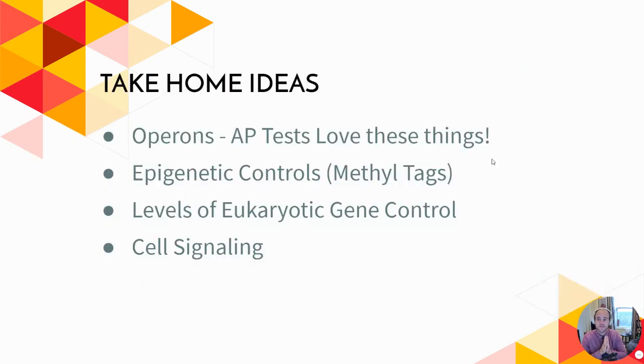So big take-home ideas for you. Make sure you understand operons, both inducible and repressible. The AP test loves these things. Understanding access to DNA with those epigenetic controls, so methyl tags causing the histones to close down, blocking transcription, and the acetyl groups that allow it to loosen up so that DNA can be read. Understanding those different levels of eukaryotic gene control. So understanding that there's pre-transcription, post-transcription, post-translation, access to DNA and chemical signaling.